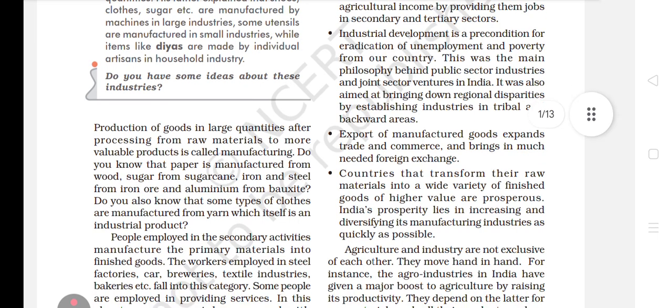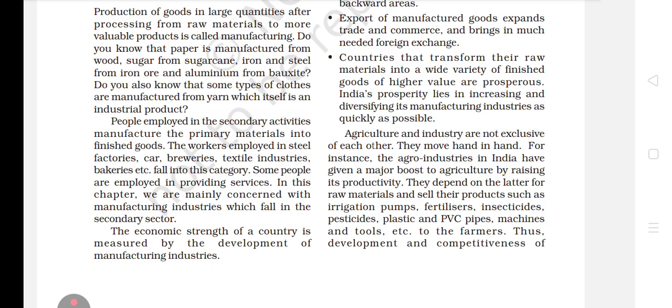Okay, so now let's read. First paragraph. Production of goods in large quantities after processing from raw materials to more valuable products is called manufacturing. Very simple and very basic definition that you are learning since class 4th, class 5th. See, production of goods in large quantities means you are generating goods in large quantity, isn't it? After processing from raw materials.